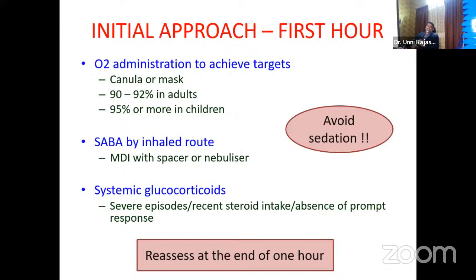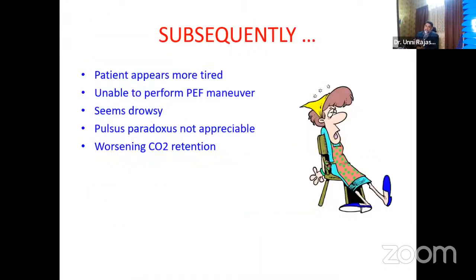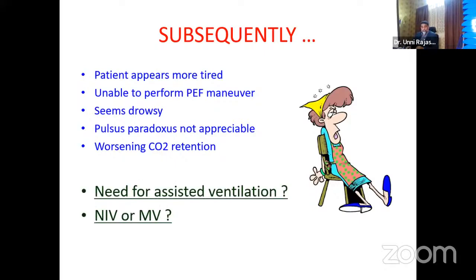Just going back to our patient now. Our patient is still in the emergency department. We are giving the patient oxygen, short-acting bronchodilators, and steroids, and we reassess at the end of 1 hour. So where are we now? What we noticed is that our patient became more tired, unable to perform the maneuvers, and more drowsy. Pulsus paradoxus is not appreciable, and CO2 retention is noticed, so he's getting tired out.